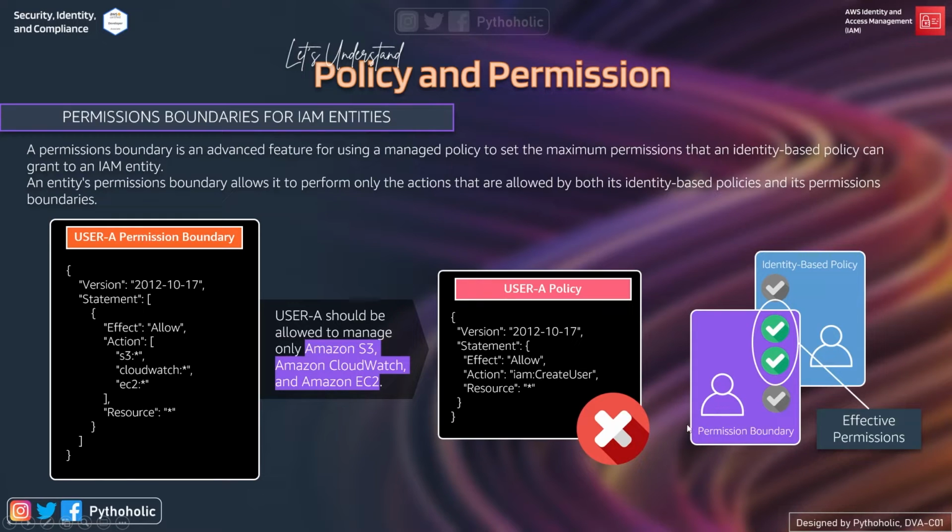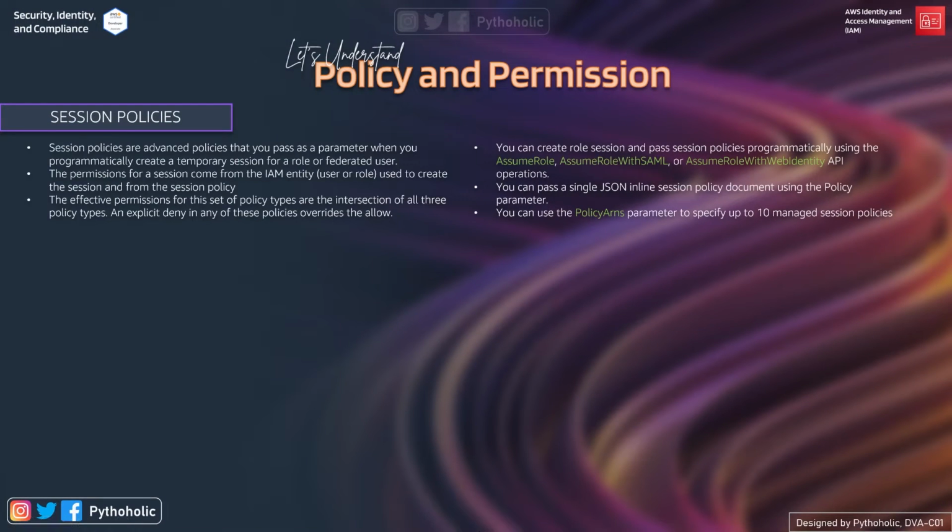And yes, an explicit deny in any of these policies overrides the allow. So I hope you got the point. So this is the permission boundary, and within it we have two policies, and this also is within the identity-based policy. So I hope you got the point. Let's move on. Now let's talk about the session policies.